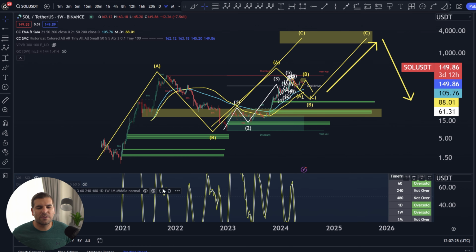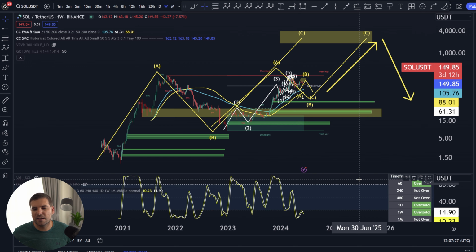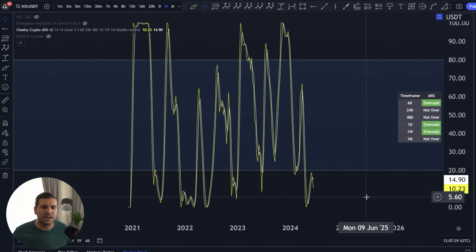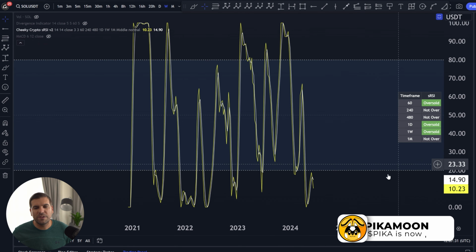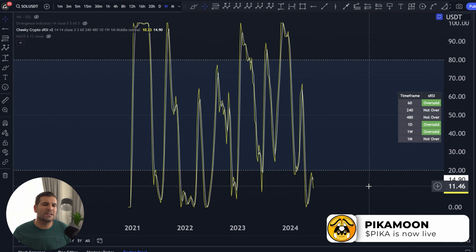If we go ahead and throw on the stochastic RSIs, you can see that our stochastic RSI is down in this oversold area on the weekly time frame, along with the daily as well, indicating that we're likely to see a significant shift to the upside in the coming weeks.